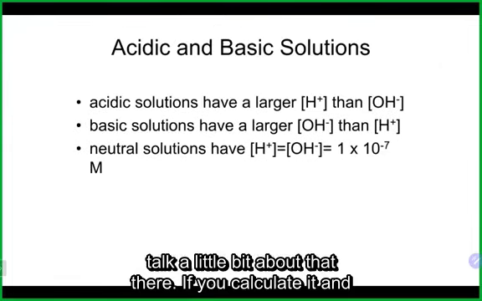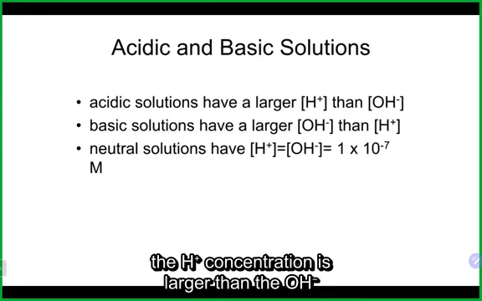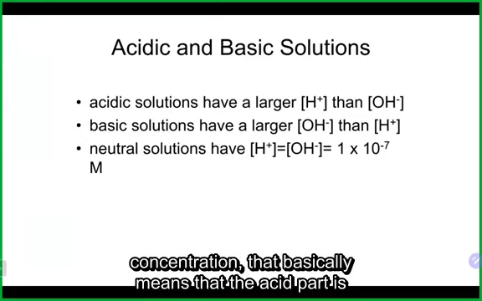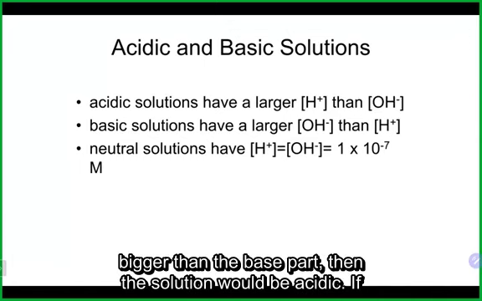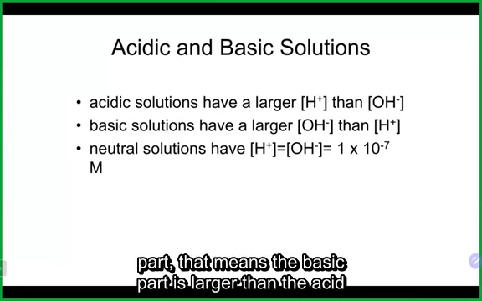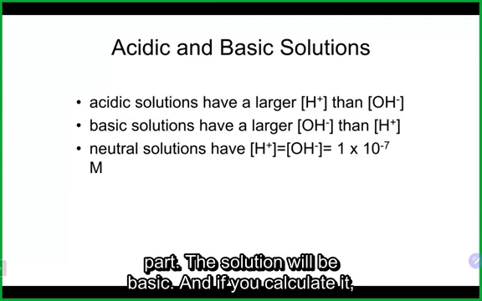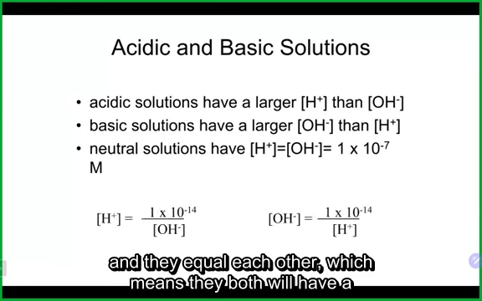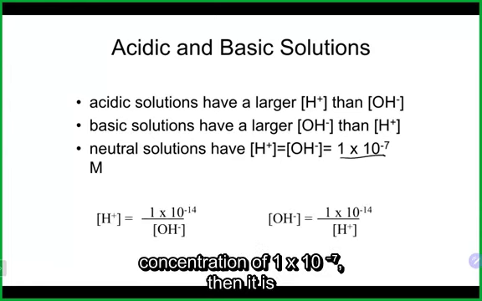If you calculate it and the H plus concentration is larger than the OH minus concentration, that basically means that the acid part is bigger than the base part, then the solution would be acidic. If you calculate it and the OH minus part is larger than the H plus part, that means the basic part is larger than the acid part. The solution will be basic. And if you calculate it and they equal each other, which means they both will have a concentration of 1 times 10 to the minus 7, then it is neutral.